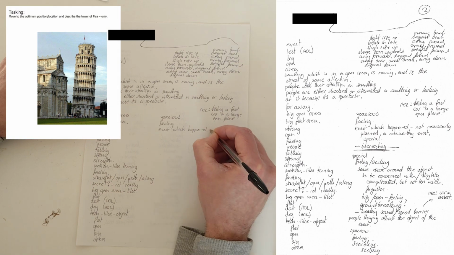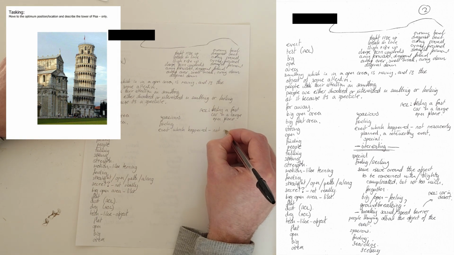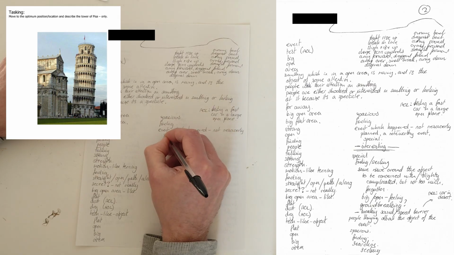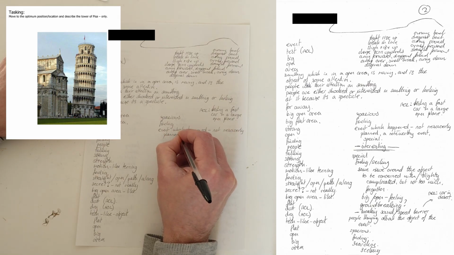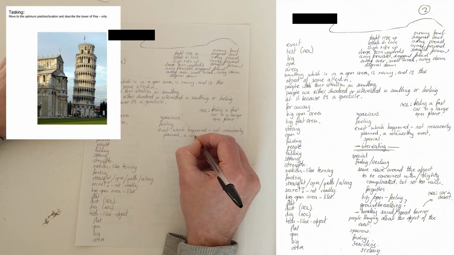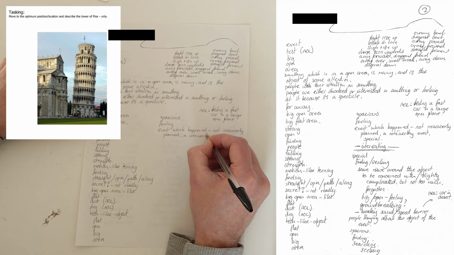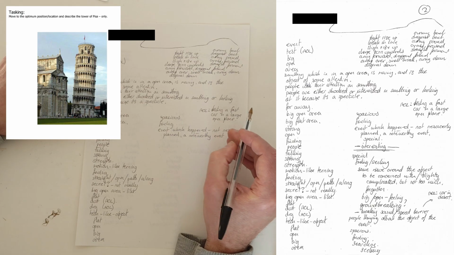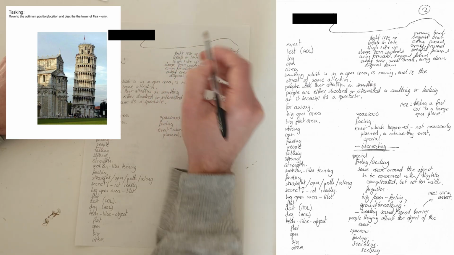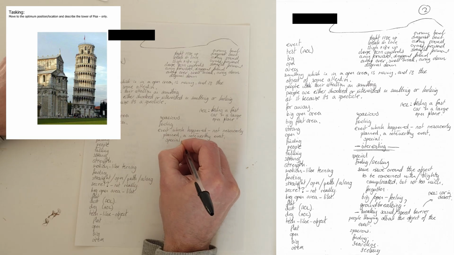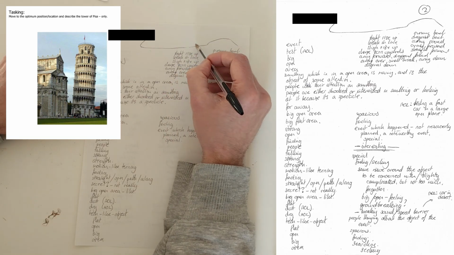Then I wrote event which happened, not necessarily planned, a noteworthy event, special and interesting. I think I was focusing on the event which actually made the tower begin to lean in the first place. And I wrote interesting, and I guess that means that that's why the tower is interesting, because this event happened to it. It began to lean but didn't fall over. I underlined the word interesting because as soon as you get some type of feeling like that, according to controlled remote viewing, you're supposed to move on to the next stage.